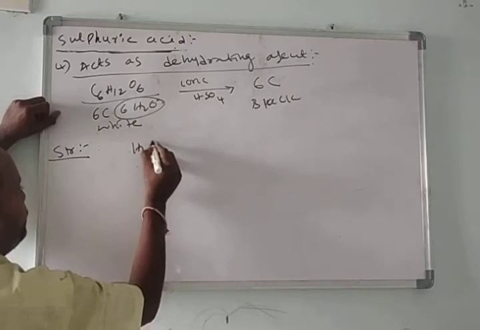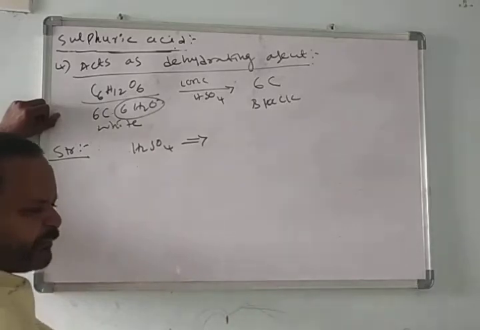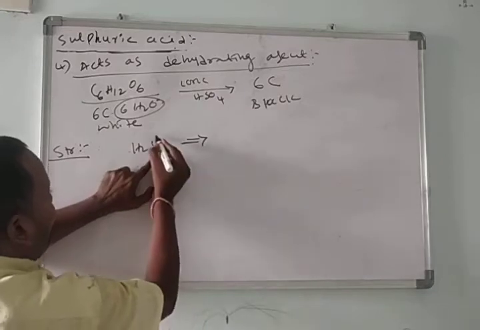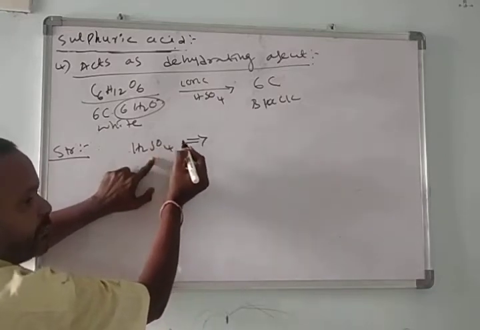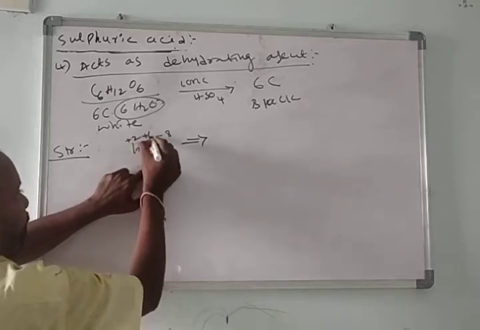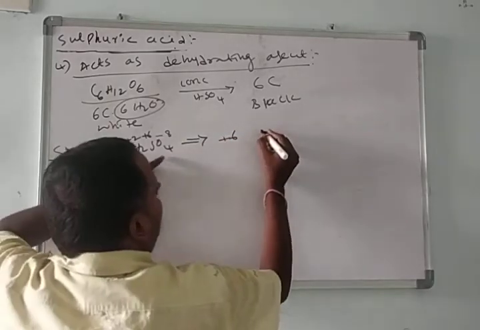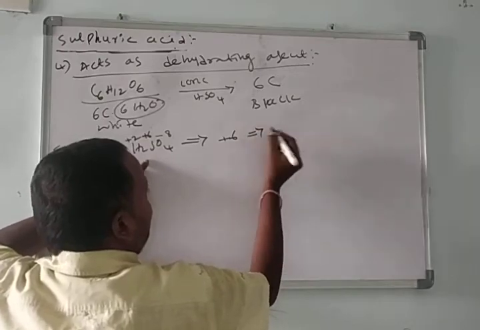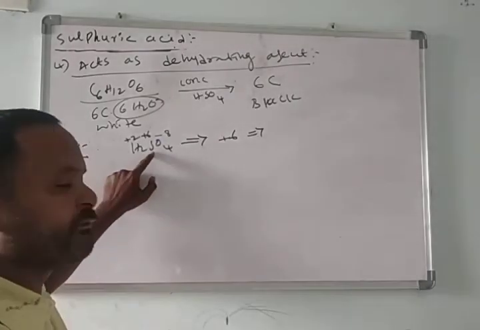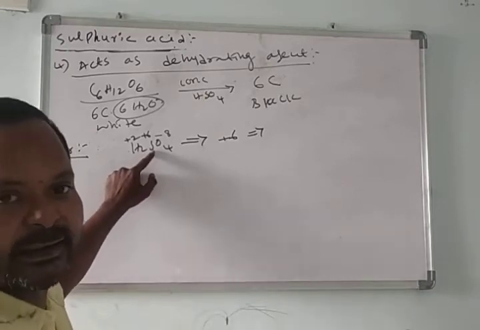What is the oxidation state of sulfur in sulfuric acid? Here we have a simple method. Oxygen oxidation number is -2, into 4 gives -8. Hydrogen is +2. Remaining for neutralizing is +6 oxidation state. What is the principle? We want to calculate the oxidation number of sulfur. You may consider it as X.